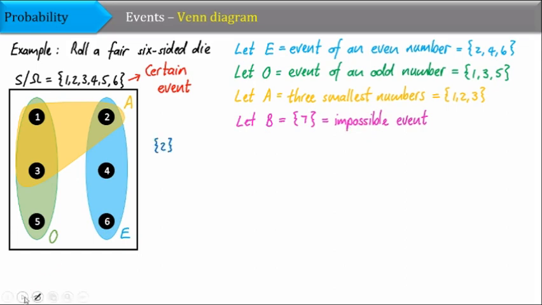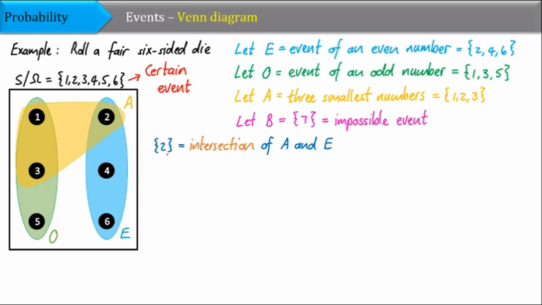Now, if we have a look at outcome 2 or element 2, we'll write it in braces to show that it is an outcome in a sample space, or an element in a sample space. And if we look at the position or the location of 2, then we can see that it is shared by event A and by event E.